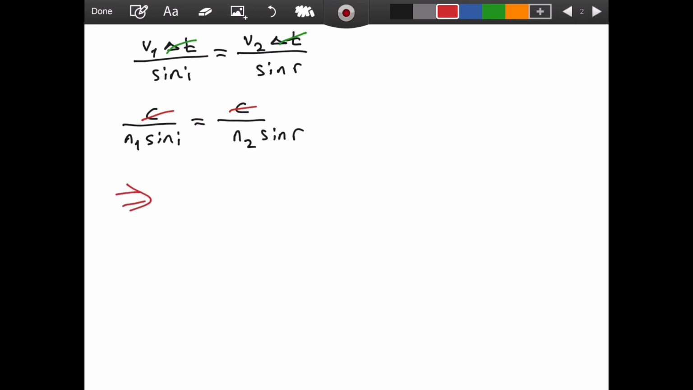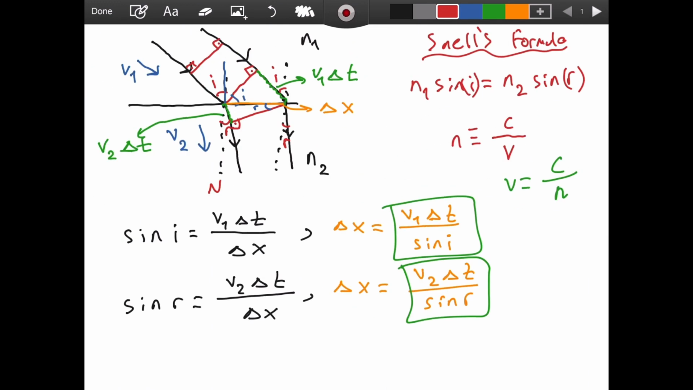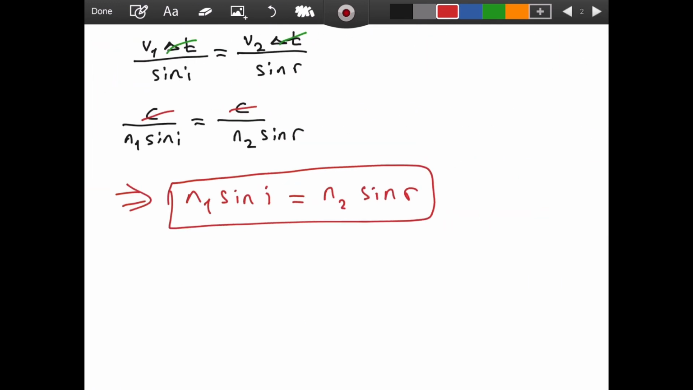So let's rearrange it. Let's multiply both sides by N1 sine I and then N2 sine R. And if you simplify, solve for it, you will get N1 sine I is equal to N2 sine R. And my friends, this is it. Look at Snell's formula that I stated and look at the result that we just got. They are exactly the same.